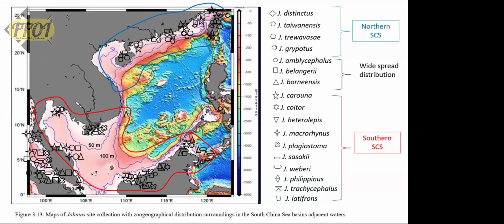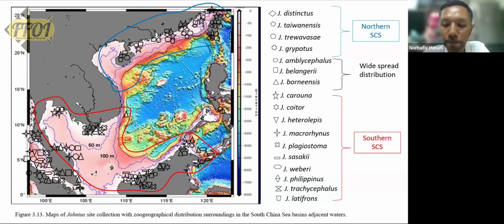Actually, selepas saya dah buat, after I get this information, so I find out, this is my hypothesis I want to prove to the taxonomy of the genus. So that means I want to prove why some species, they stay in the northern. Some species, they stay in southern. And then why some species, they are wide distributed.